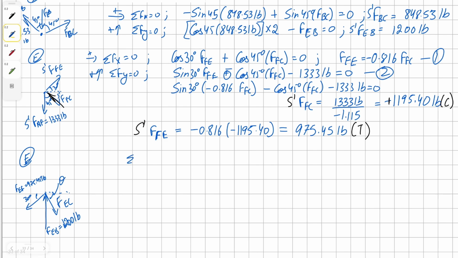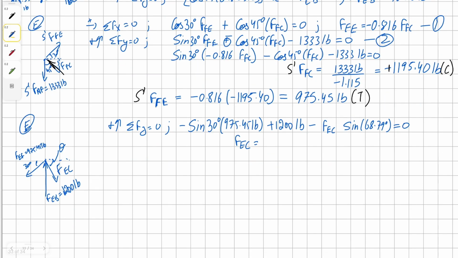Now let's sum the forces in the y direction to find a solution for EC. So it's simply going to be sine 30 degrees times negative 975.45 pounds, positive 1200 pounds, and then negative vertical component of EC. We get our solution for EC as 764.03 pounds.